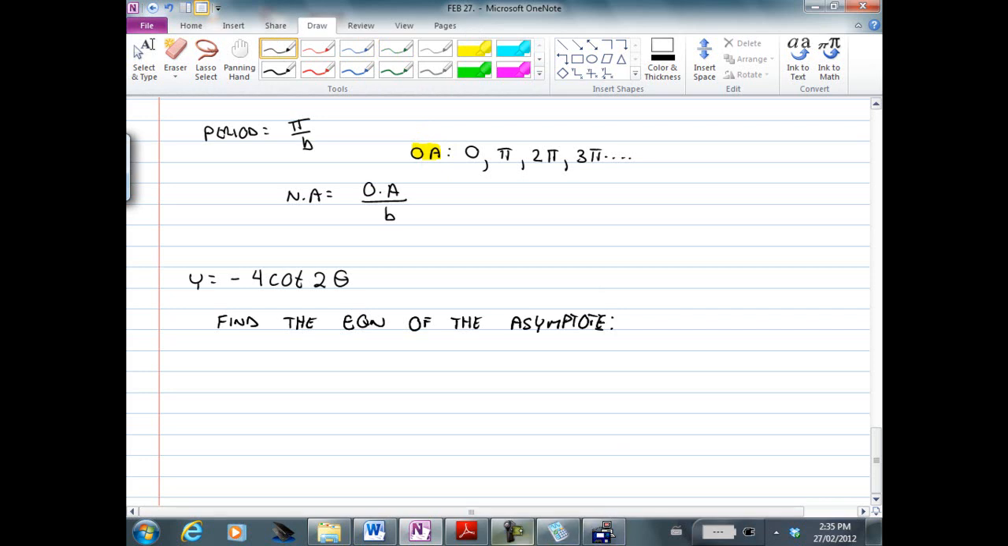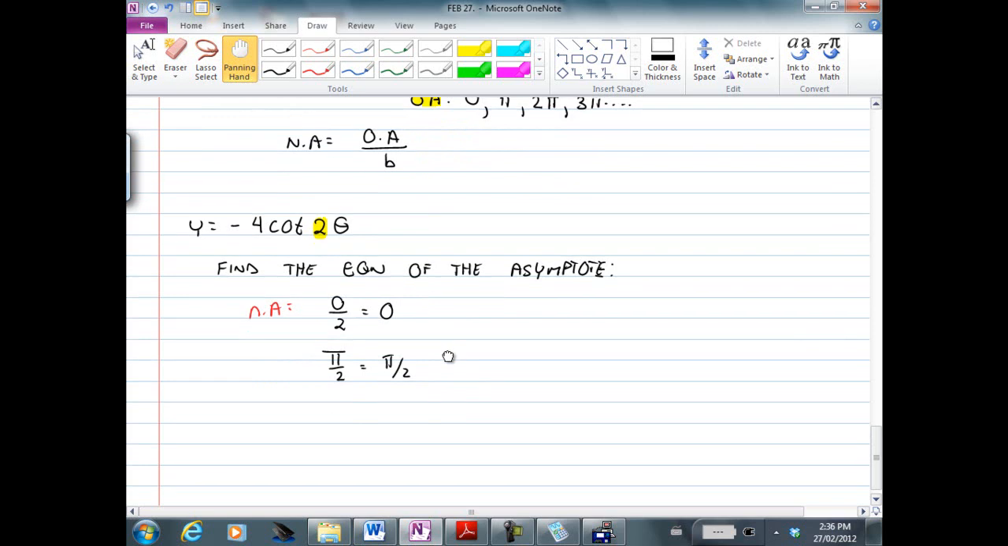So I'm going to pause it. Before I start, I always like to find my NA. I always want to work with my new asymptote because there's a B value, and I'm going to use that formula. I go 0 divided by 2. My first new asymptote is 0. Second new asymptote, I take pi divided by 2, which is pi by 2. Now I can go on to the third and the fourth, but there's no point.